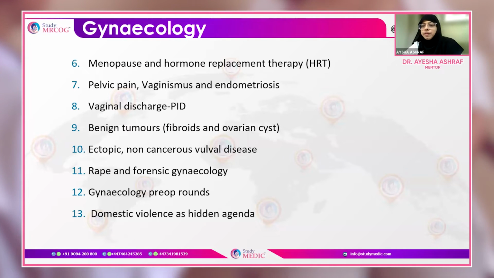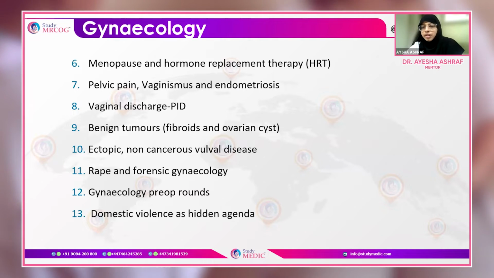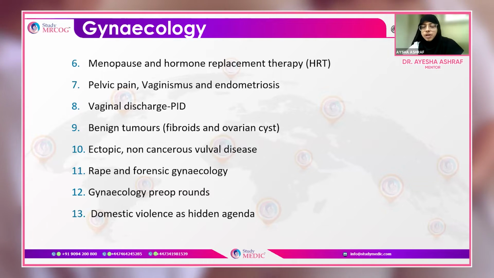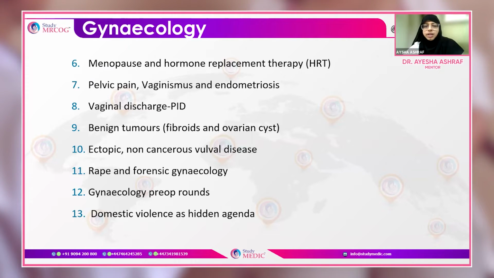Menopause and hormone replacement therapy. A patient coming with hot flushes and asking for HRT. Pelvic pain, vaginismus, endometriosis. Vaginal discharge, PID. Benign tumors like fibroids and ovarian cyst. Either it could be to diagnose, or a fibroid lady coming with infertility. So again, here 2 modules are involved. Benign or non-cancerous vulval disease.